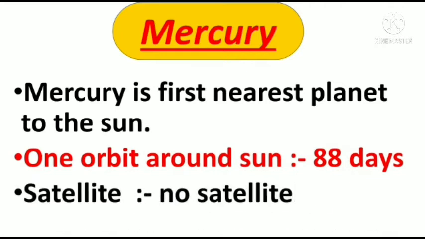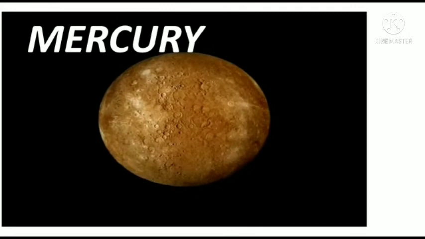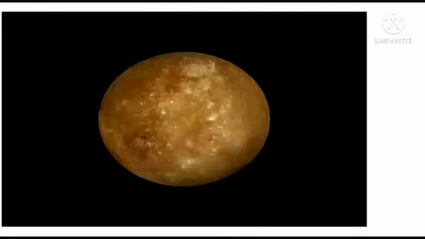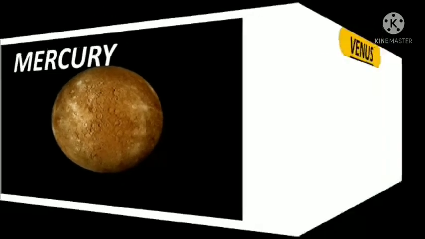Okay, and satellite means कि Mercury का क्या कोई satellite है जो उसके चारों तरफ घूमता है? No, there is no satellite of Mercury in our solar system. So we say that Mercury revolves around the sun alone.